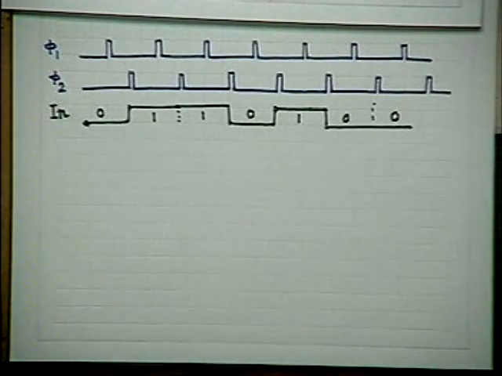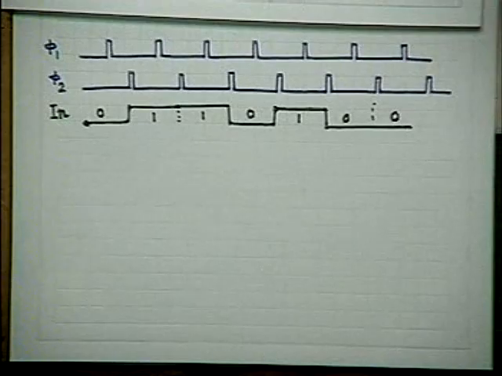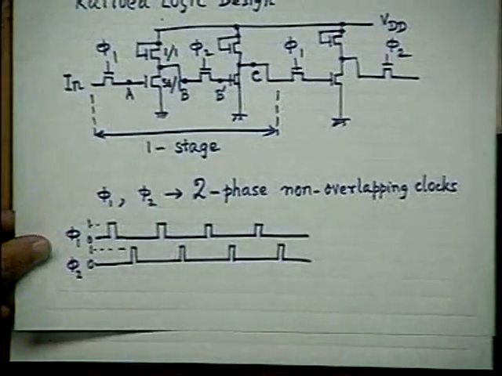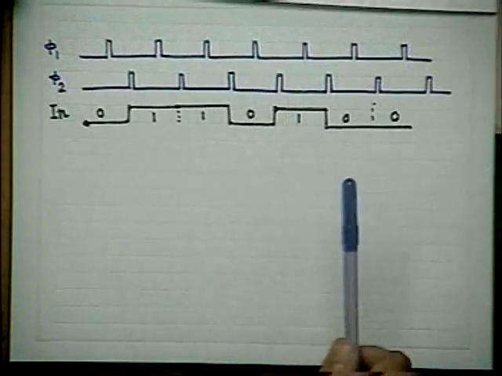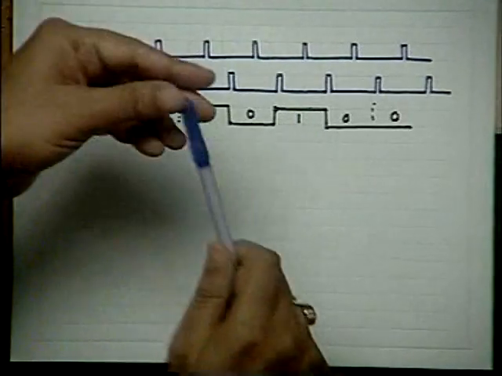Suppose, let me consider a signal like this. It's a sequence of 0, 1, 1, 0, 1, 0, 0, any arbitrary signal at the input at this point. This is what is known as a timing diagram of a logic. This is what is called a timing diagram.